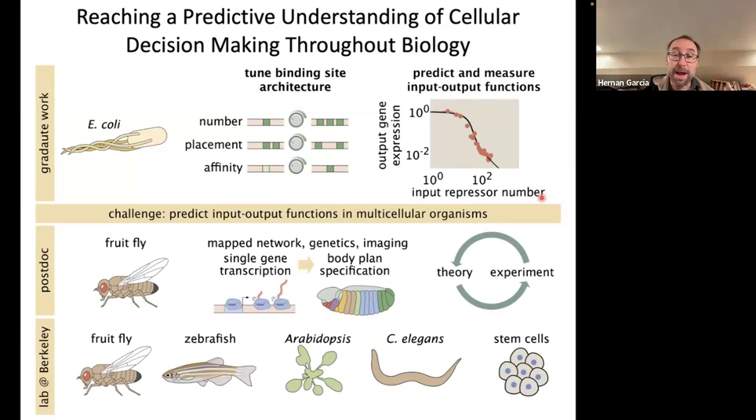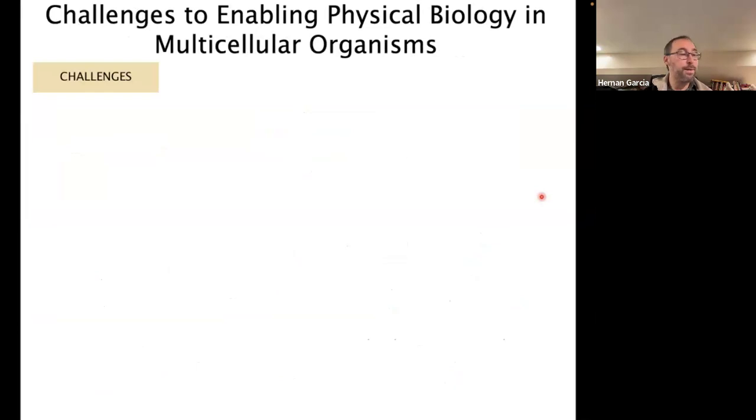But we've also been expanding, trying to reach a predictive understanding not just of fruit fly development, but also of different molecular processes in the context of zebrafish, Arabidopsis, C. elegans, and stem cells. But let me be more specific. What do I mean about being able to reach a predictive understanding of multicellular organisms or of their development, or enabling this physical biology approach in the context of animals and plants?